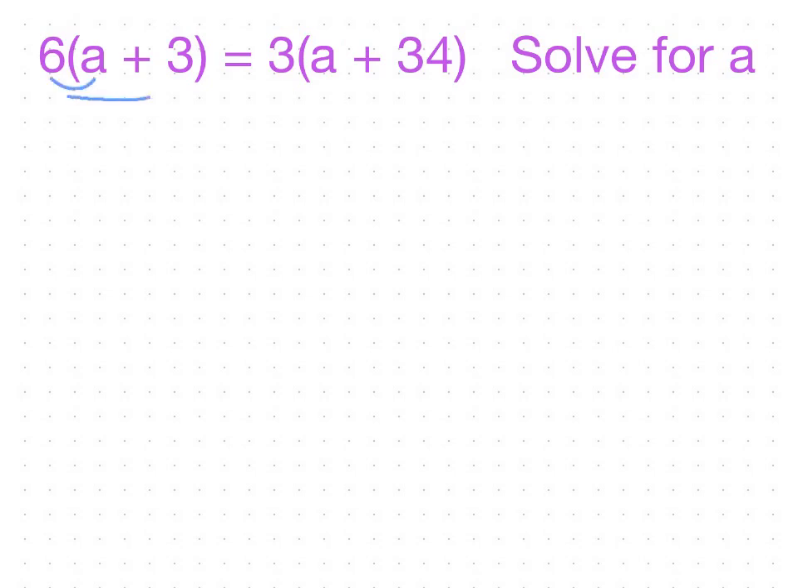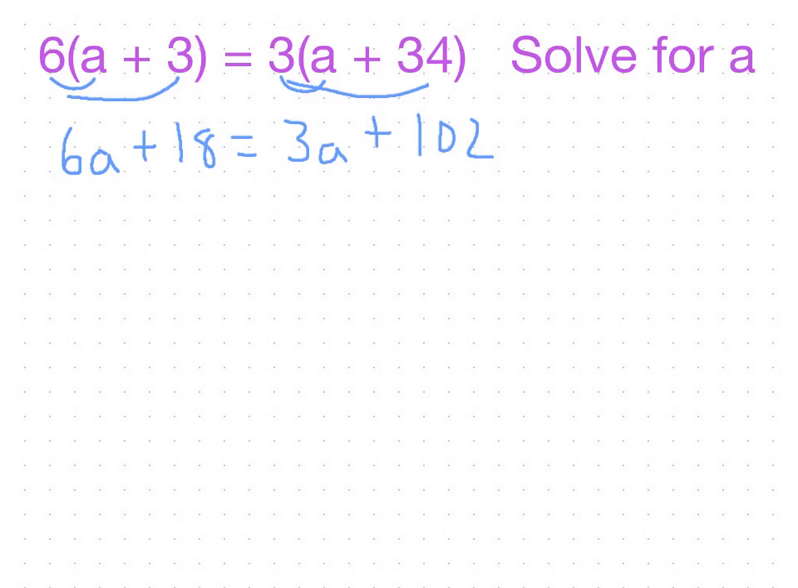of that first. Remember that 6 times a plus 6 times 3, which is 18, is going to equal 3 times a plus 3 times 34, which is 102. Now I need to get the variable pieces on the same side, and I need to get the constant pieces to the same side. So I'm going to go ahead and move my variables to the left. So I'm going to subtract the 3a from both sides.